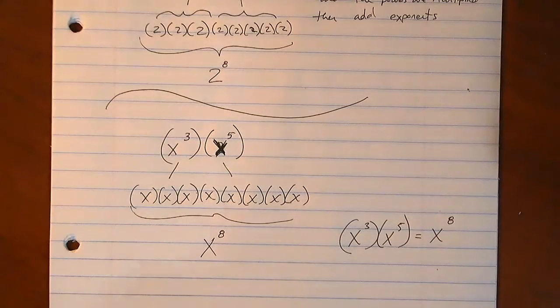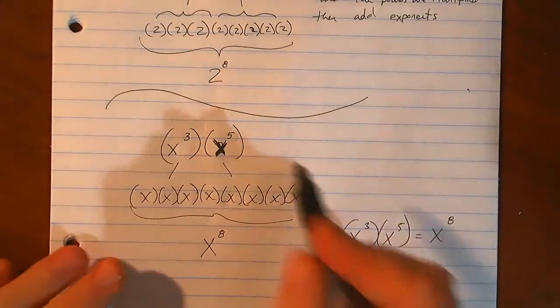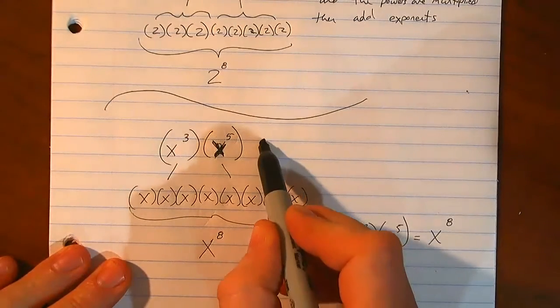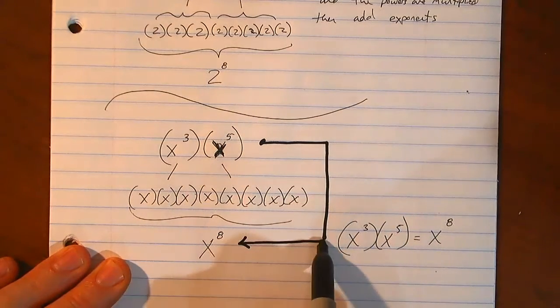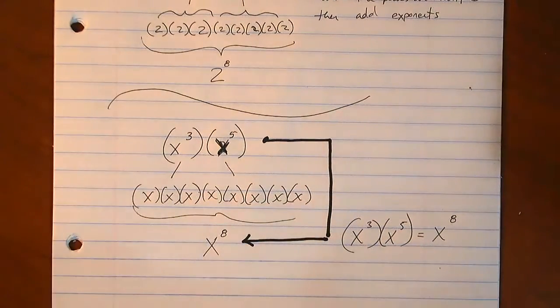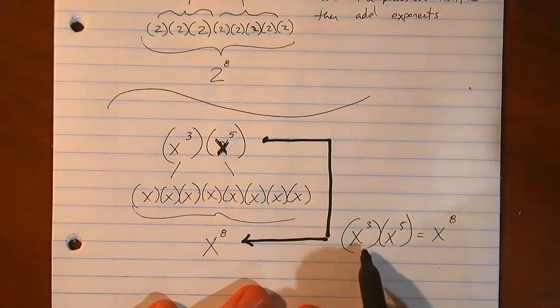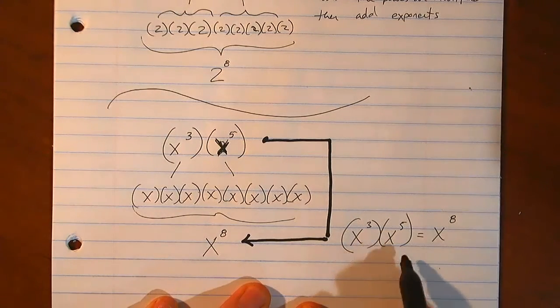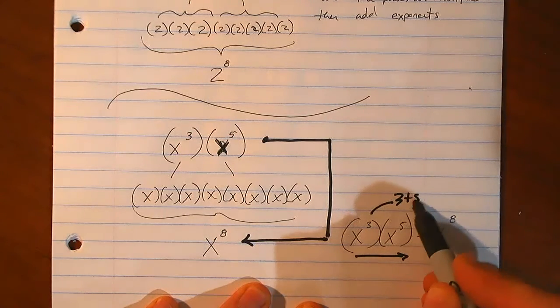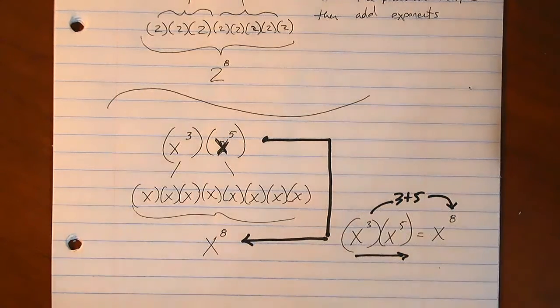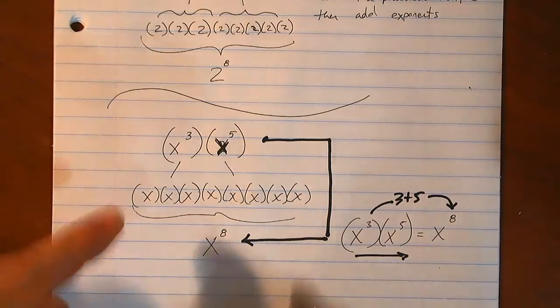Now, the point of the product rule is that you can go from this directly to this and skip that stuff in the middle, because it always works that way. That's what the product rule does. The product rule says if you have 2 powers multiplied together, then you can always just add the exponents to get the answer. Okay, so you don't have to show this work.